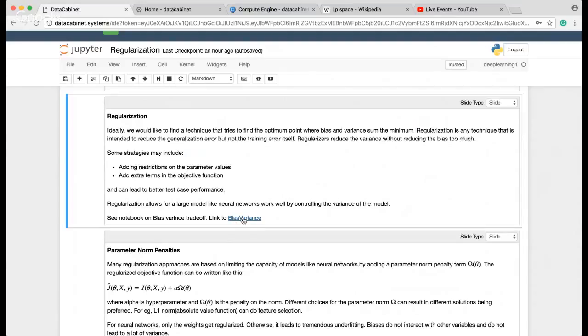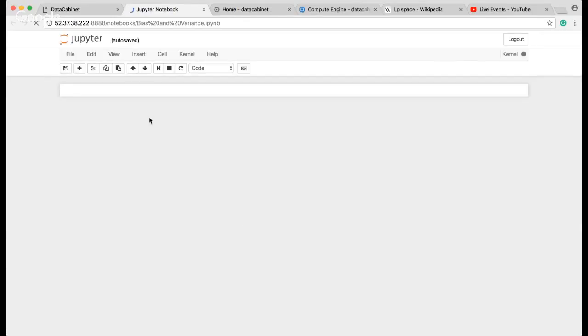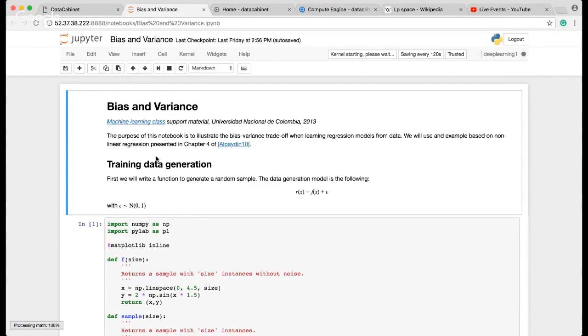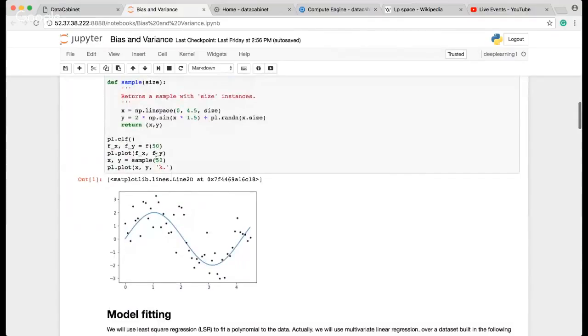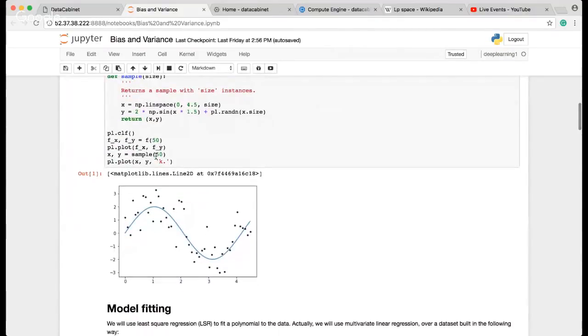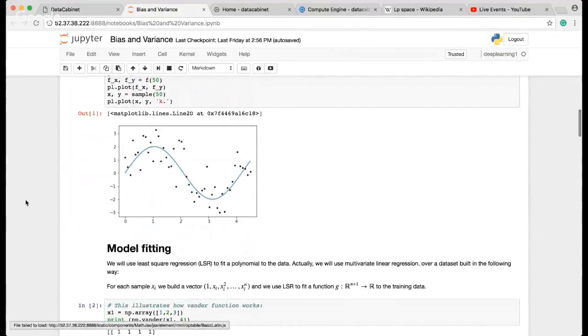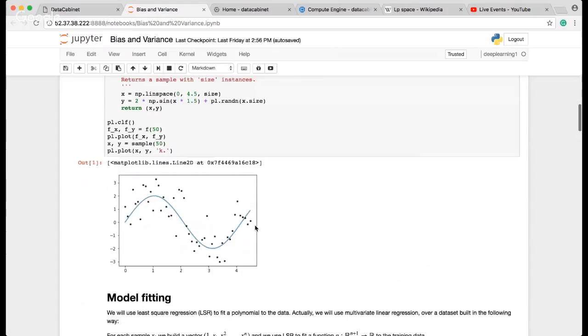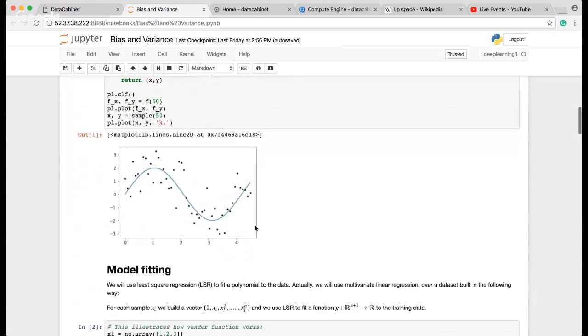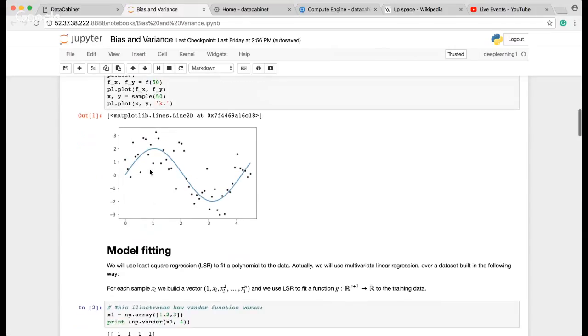So let's go to this new notebook, which talks about bias and variance. This is a very important concept, so I wanted to go through it a little bit more. Here in this notebook, this is the original distribution. We are assuming that this is a sine distribution, and then we are sampling from it by adding Gaussian noise.